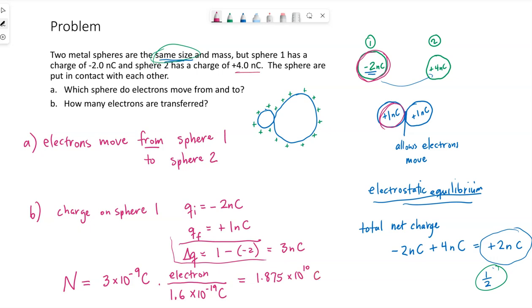But coming back to the problem, the values we are given, the 2 nanocoulombs and the 4, are in terms of 2 sig figs. So I need to round my answer to 2 sig figs. And that is not in the units of coulombs, I apologize. This is the number of electrons that move. 1.9 times 10 to the 10th electrons move from sphere 1 to sphere 2.